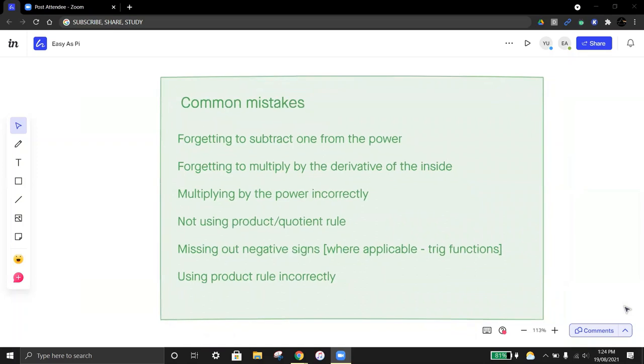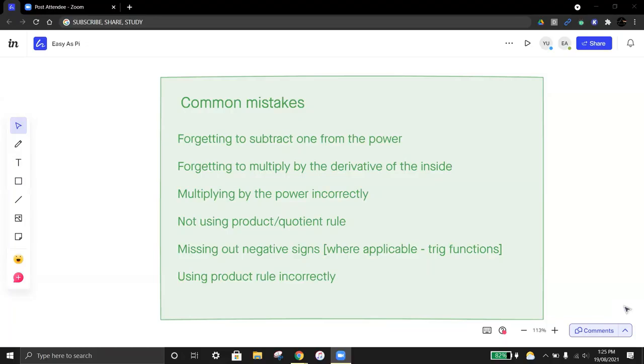So just starting off, we'll go through some common mistakes that students generally make. For these mistakes, you can make them no matter what level you're at, if you're an excellent student or you're just trying to pass the standard. The first one is forgetting to subtract 1 from the power. This is a pretty common one, especially if you haven't done differentiation for a while or you've been doing integrating. The second one is forgetting to multiply by the derivative of the inside. And you also have multiplying by the power correctly.